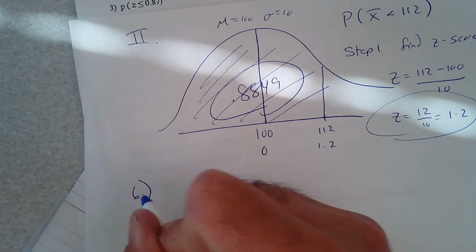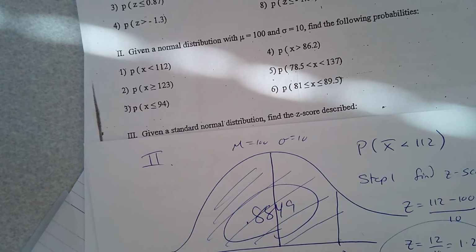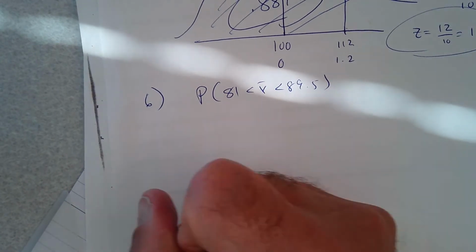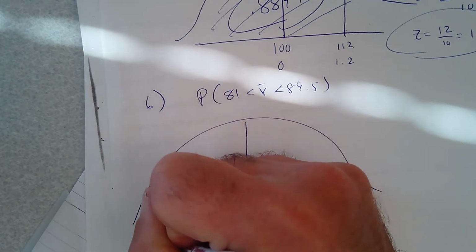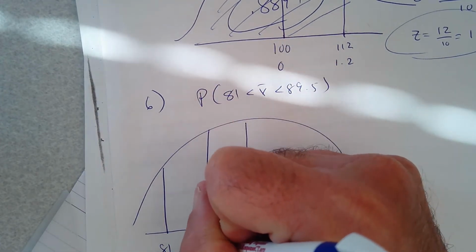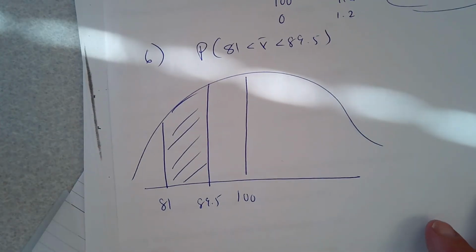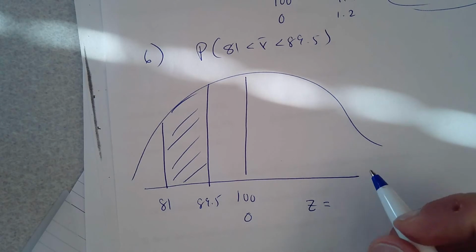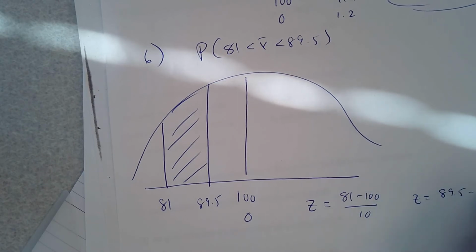If we look at number 6, the probability that we're going to be between 81 and 89.5. So again, we know the mean is 100. What's the probability you're going to fall between 81 and 89.5? And notice I put both those values on the left-hand side because they're less than 100. So we have to find two z-scores. So we're going to use our z-score formula twice. We're going to say 81 minus 100 divided by 10, and we're also going to say 89.5 minus 100 divided by 10.